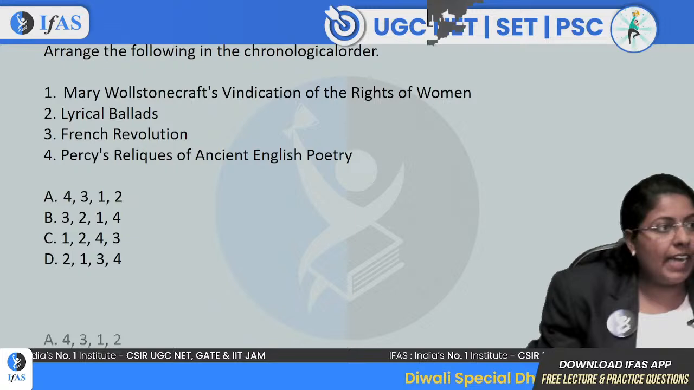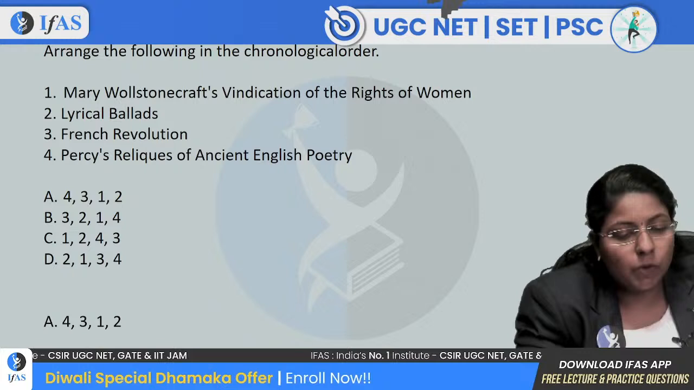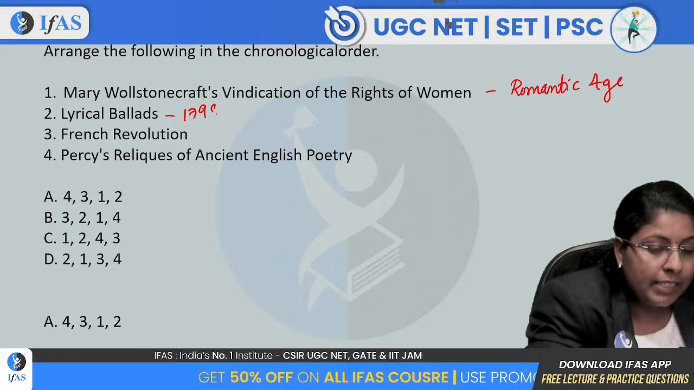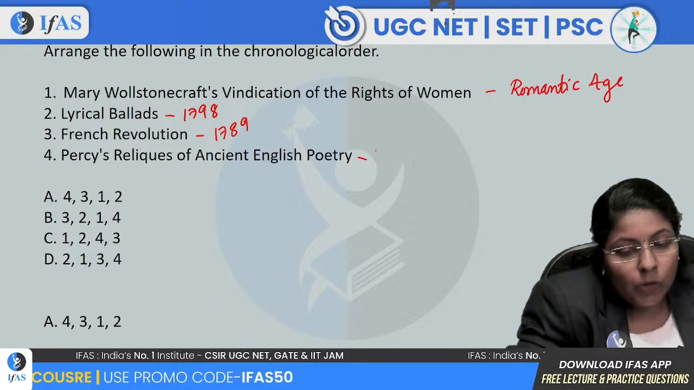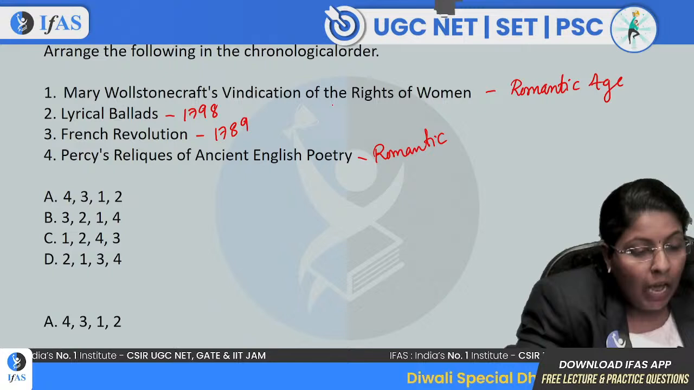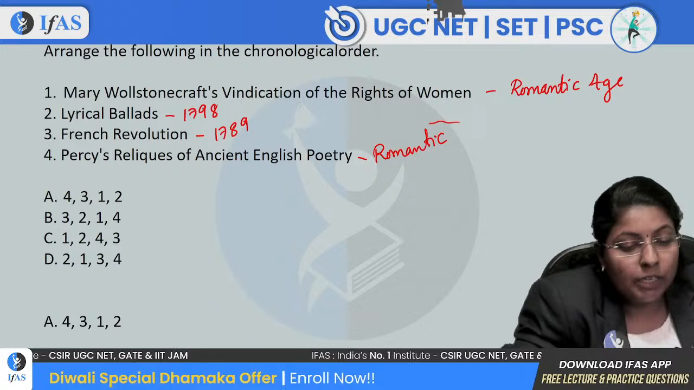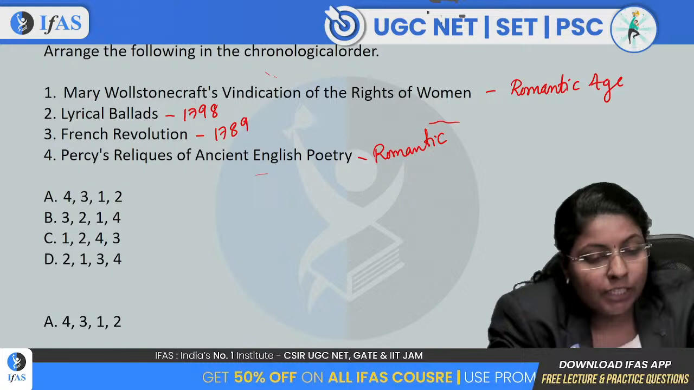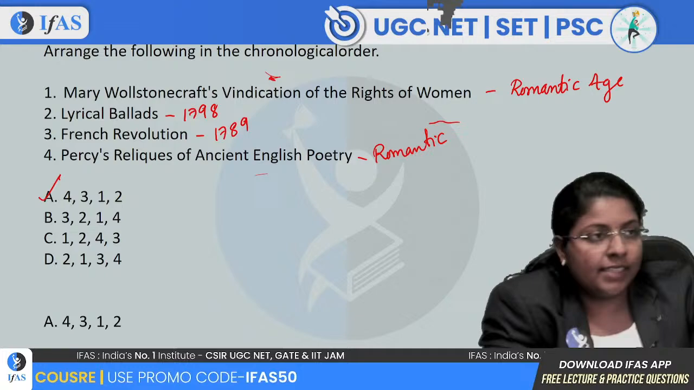Let's check. We have Mary Wollstonecraft's Vindication of the Rights of Woman. That is in the Romantic Age, but in the later Romantic period, right? Lyrical Ballads, 1798. French Revolution, 1789. This is also in the Romantic Age. But anyhow, we have to say that Reliques of Ancient English Poetry is the first. Then we can see French Revolution, which is in 1789. Then Mary Wollstonecraft's work. Then Lyrical Ballads. So option A is the right answer.